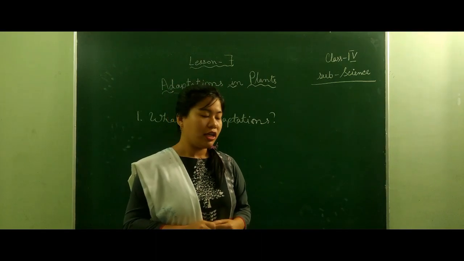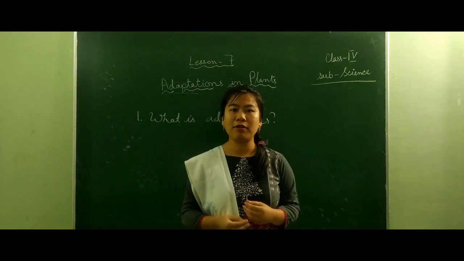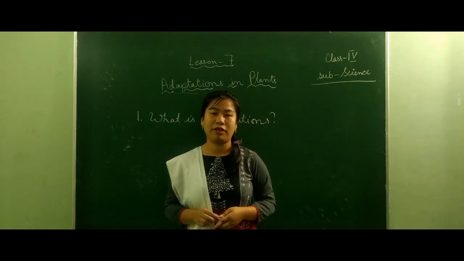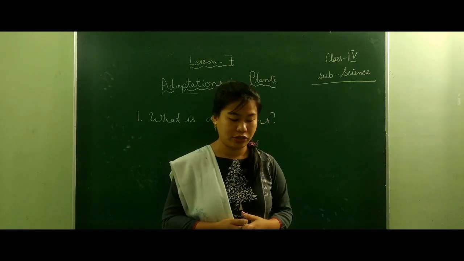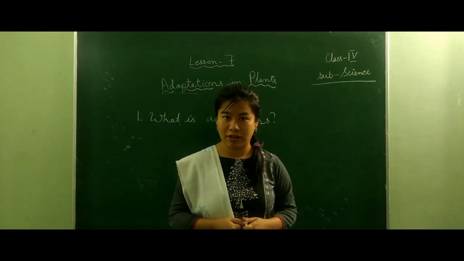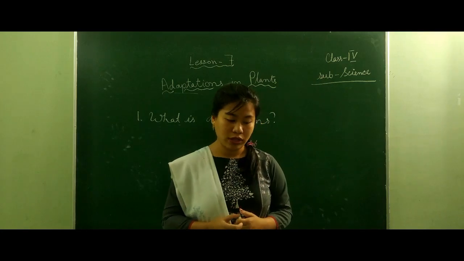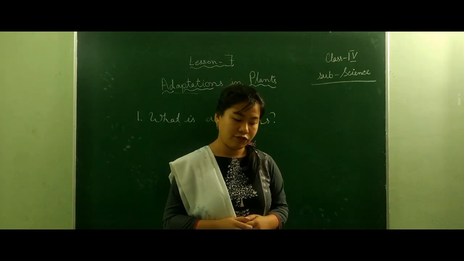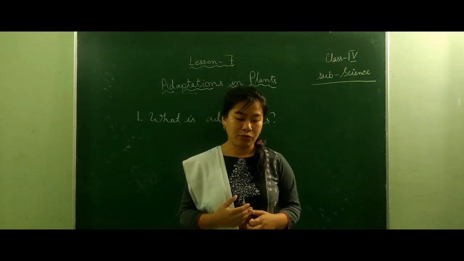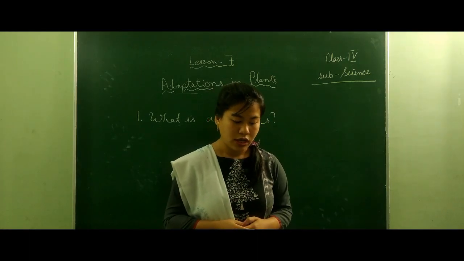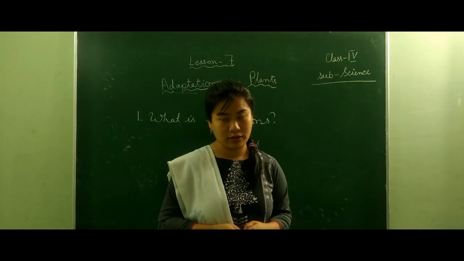Now let us go through your lesson. What is adaptation? You have learned that plants and animals are living things. They need food, water, shelter, air, and the right climate to survive, isn't it? Plants also need the right type of soil to grow in. Plants and animals live in different places. They live in cold places, dry places, as well as hot places. They also live in rivers and lakes and in the salty water of the oceans.